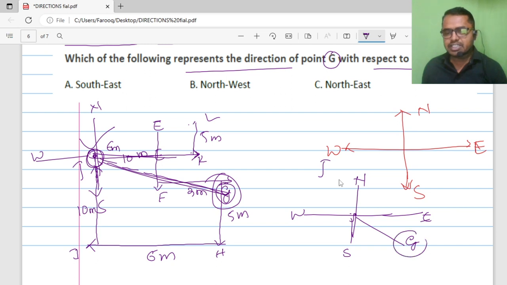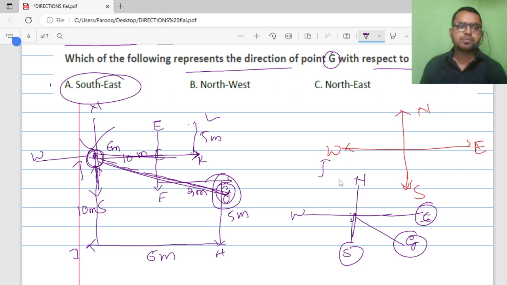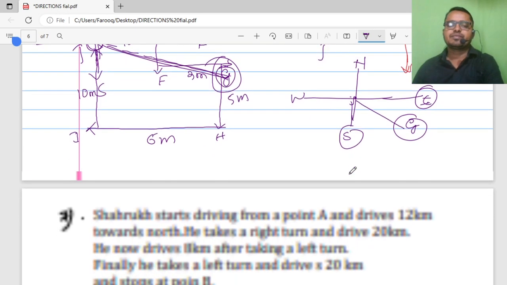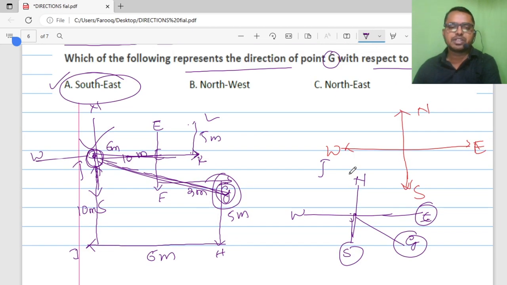This G lies between the two main directions, that is south and east. So the option is what? Southeast. Option A is correct. Southeast direction. The position of G with respect to J is southeast. I hope you got a clear picture of this one.